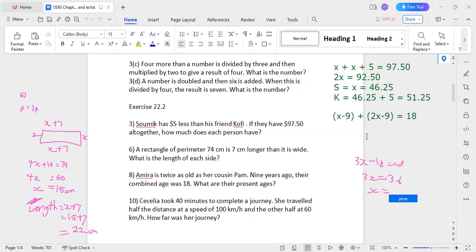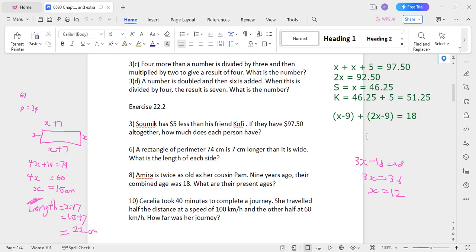Because it says 9 years ago. So for both of them, they'll be 9 years younger, and you add them to 18 years old. Like this is different. And then I need to add 9 back, right? No, because x is already the value you got. x is already equal to Pam's age. Oh, you already minus 9 here. Yes, already.